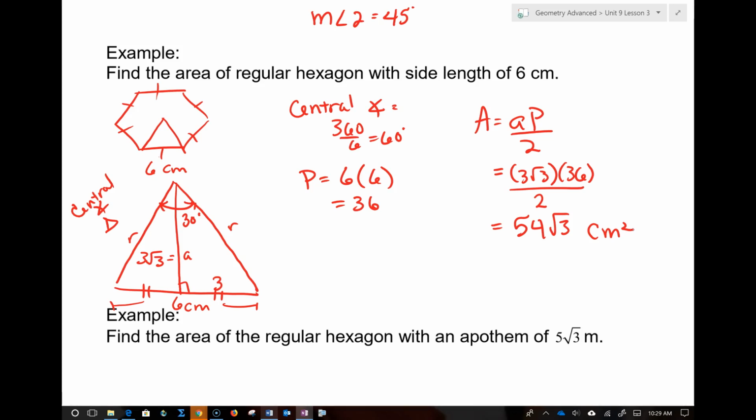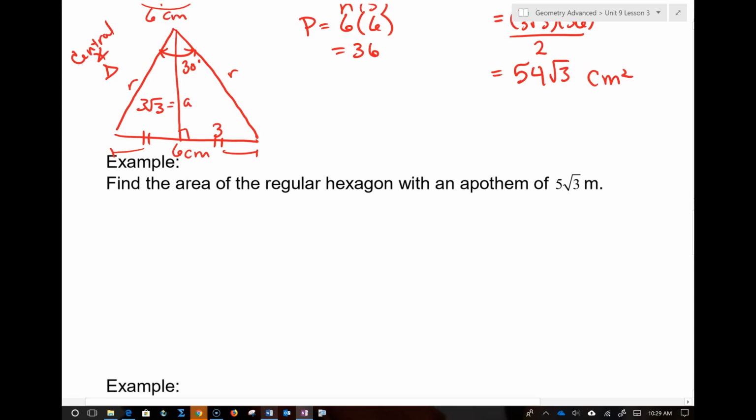Basically, what you did is you found the area of this triangle and I multiplied it by 6. It just takes care of it in one formula. Yes? How did you find that perimeter again? I just took the number of sides times my side length. N times S. They just happen to be the same number this time.